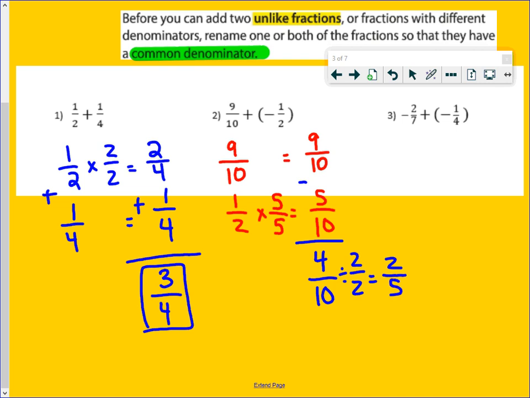But we need to go back and look and see which sign was bigger. And in this case, 9/10 is bigger, so the sign is positive. So our answer is going to stay positive.